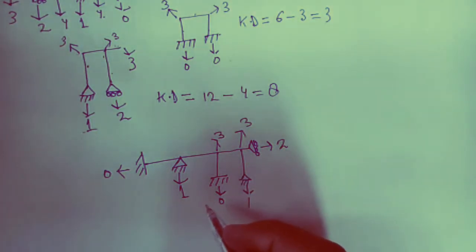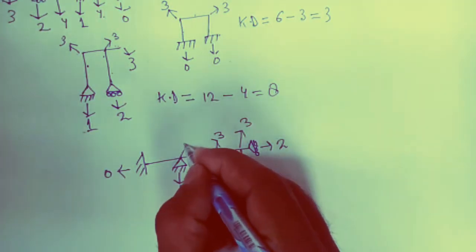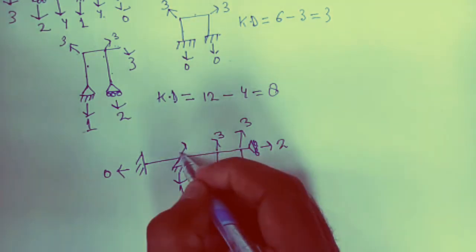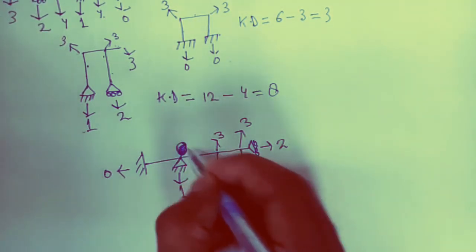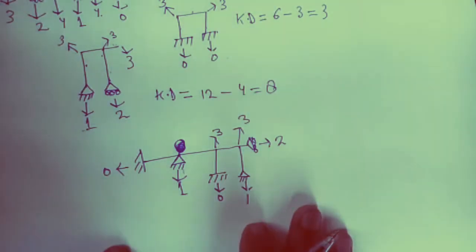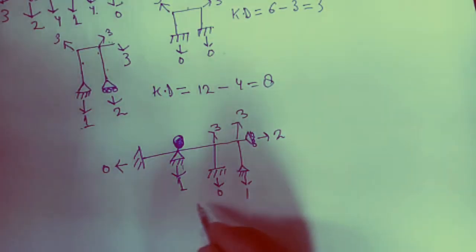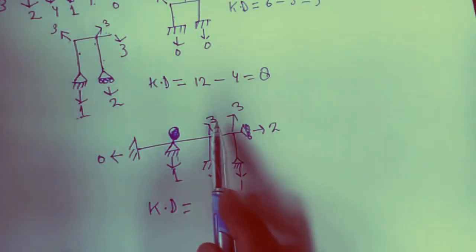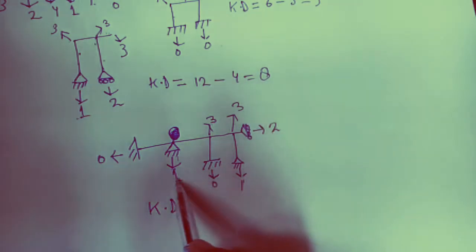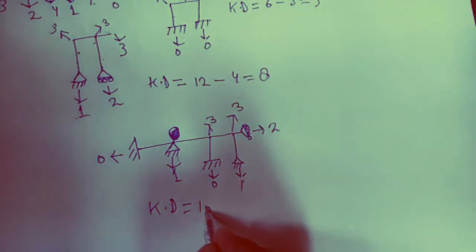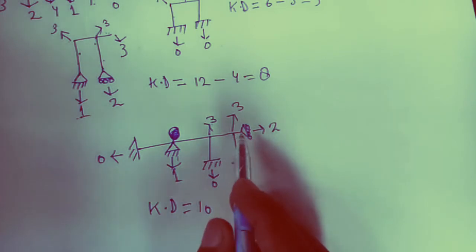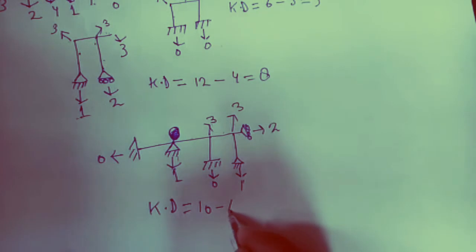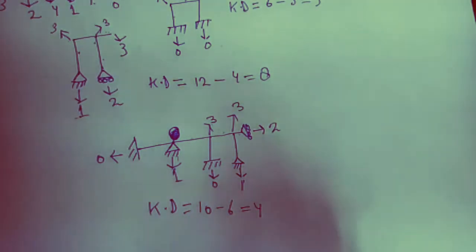At this point also there is no support. Sorry, this is a support, degree of freedom for this is 1. So total kinematic indeterminacy equals total degrees of freedom, that is 3 and 3, 6, 7, 8, 9, 10. 10 minus total members, here it is 1, 2, 3, 4, 5 and 6 members, minus 6, that is 4. So the degree of indeterminacy is 4.